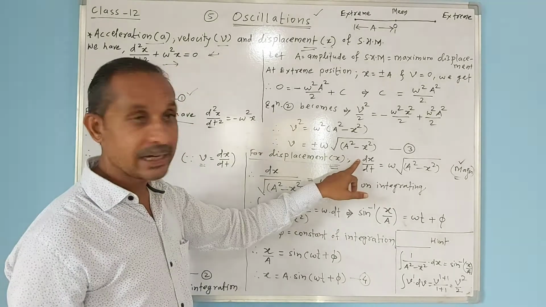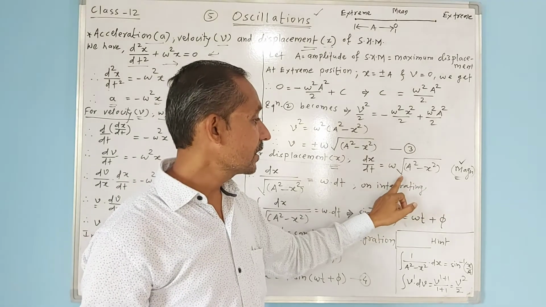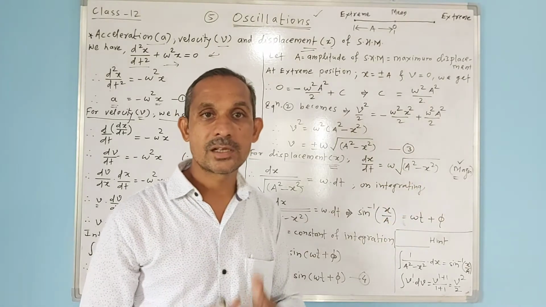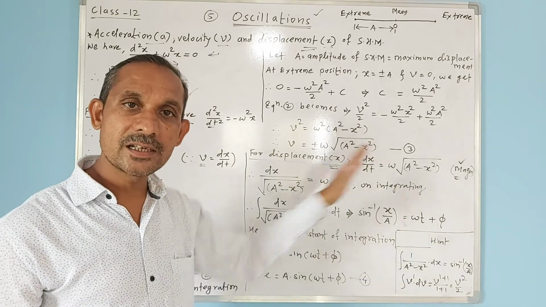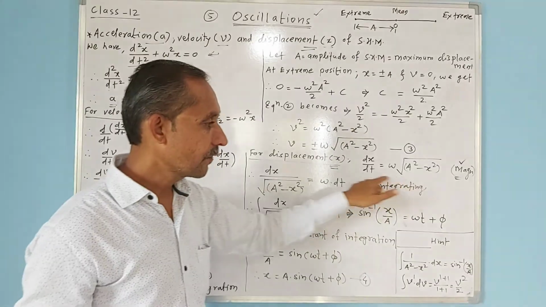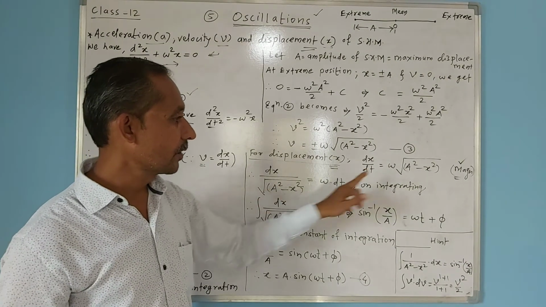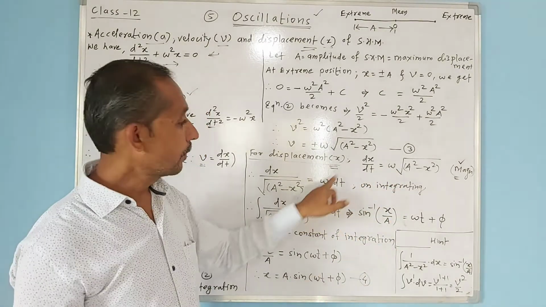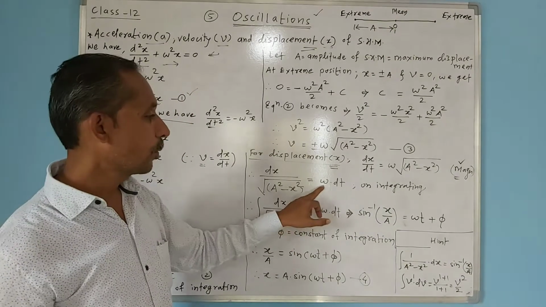So keep this dx as it is at the left hand side, but at the right hand side this is under root of a square minus x square. This under root term has the same variable x. So in under root sign there is same variable x present. So take this at the left hand side. So we get dx divided by under root a square minus x square is equal to omega. Keep omega at the right hand side, but dt, another variable, shift this at the right hand side. So we get omega dt.